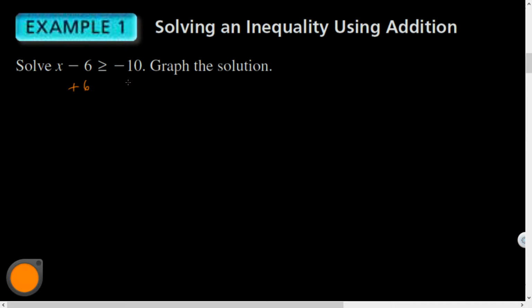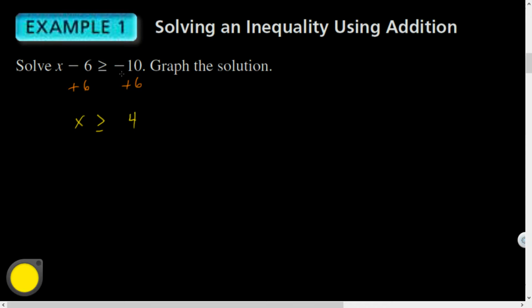Add 6. We're really going to do this and just pretend this is an equal sign the whole time. Same steps, friends. Same steps. The 6's would cancel out. I'd have x is greater than or equal. Let's see, negative 10 and 6. Signs are different. Subtract the numbers. 10 minus 6 is 4.